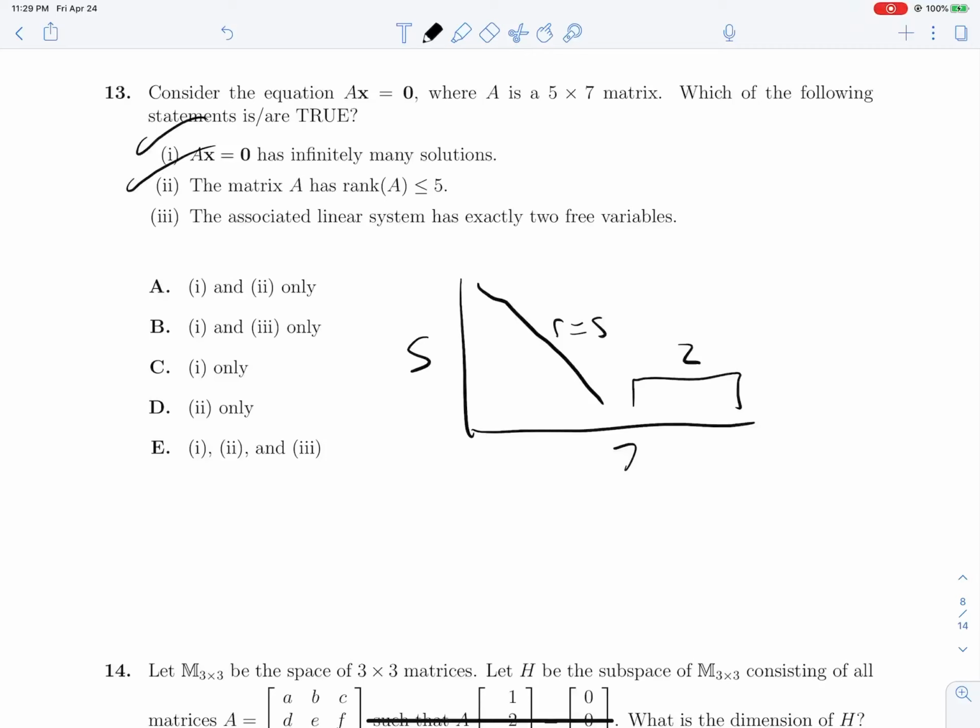What about 3? The associated linear system has exactly 2 free variables. Nope, not necessarily. If we had a 5 by 7 matrix that was 1 here and then zeros everywhere else, that has 6 free variables. So no, that's dumb. 13 is A.